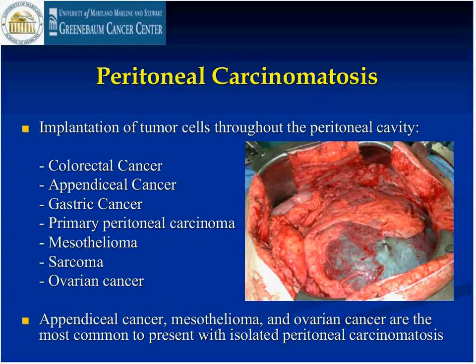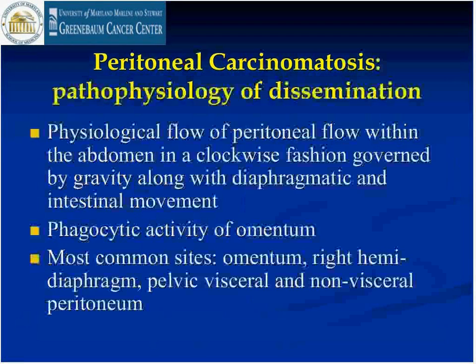This condition is frequently seen with certain malignancies, including colorectal cancer, cancer of the appendix, gastric cancer, primary peritoneal carcinoma, mesothelioma, sarcoma, and ovarian cancer. If you look at the different types of malignancy, appendiceal cancer, mesothelioma, and ovarian cancer are probably the most common to present with isolated peritoneal carcinomatosis. Other types can present with carcinomatosis, but frequently will also have liver metastasis.